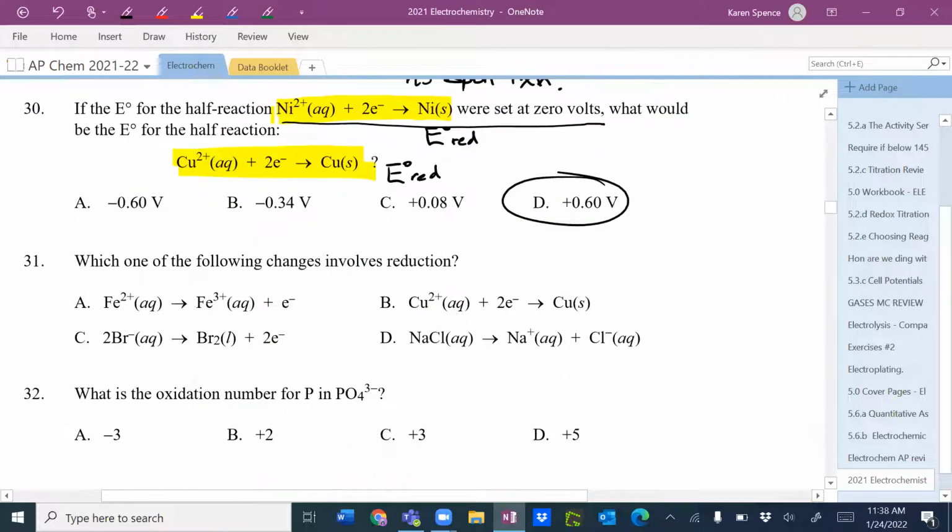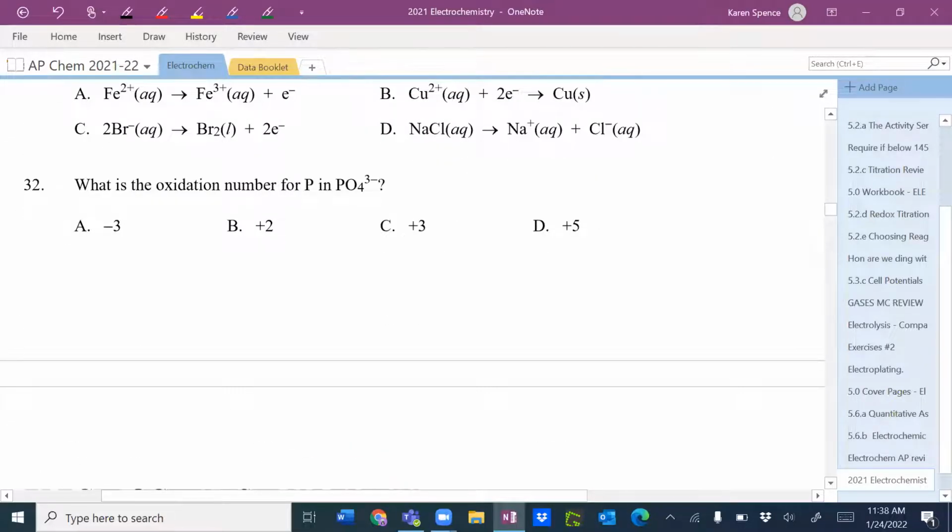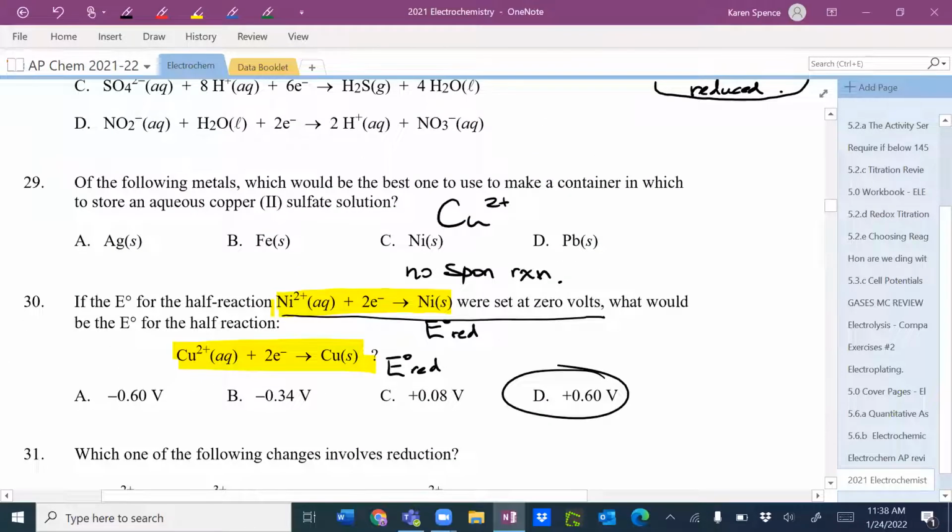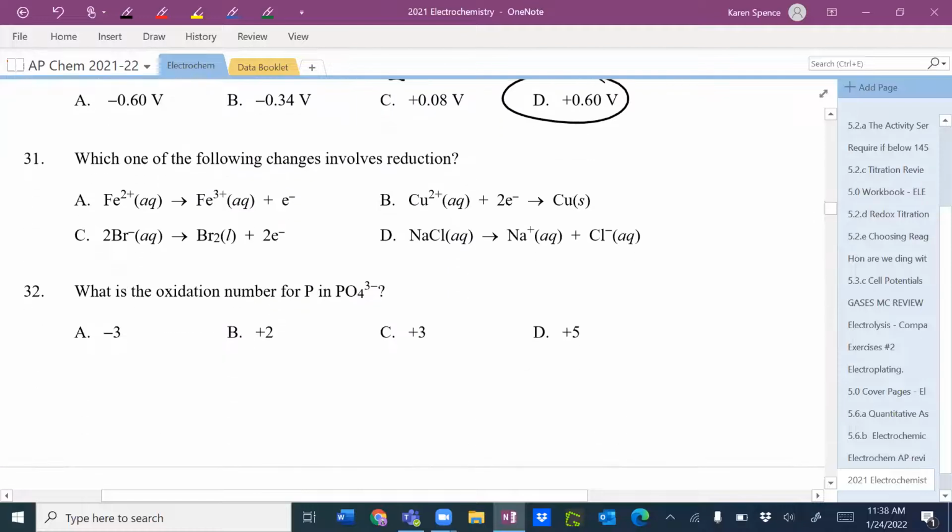Okay, that was 25. Did we hit 29? Nope, we did not hit 29. Or did we? Yes, we did. We did hit 29. Cross that out. 37.